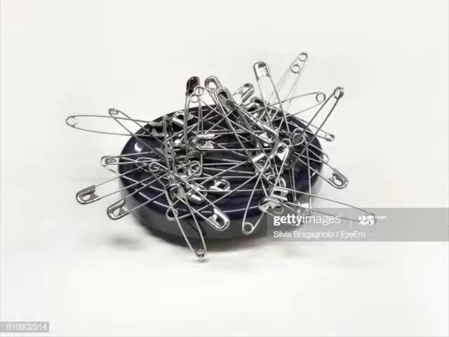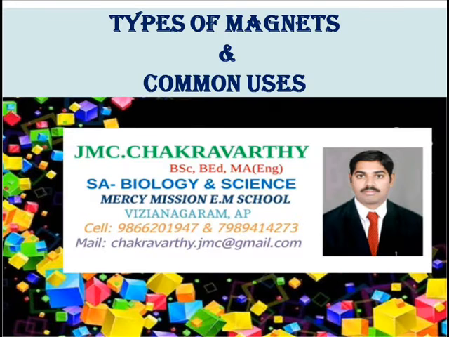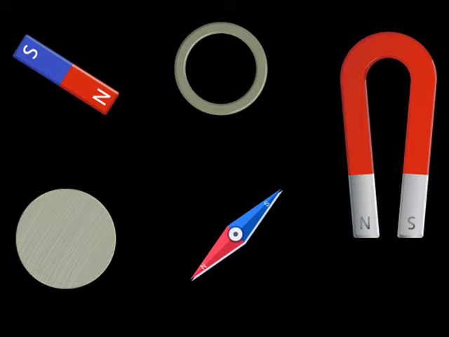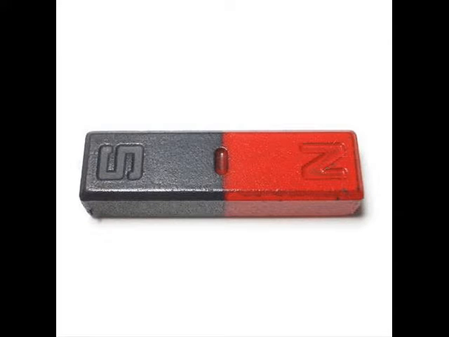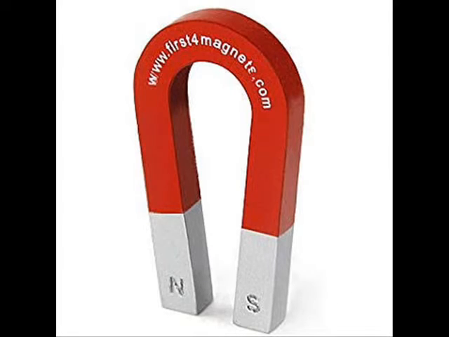First of all, we have to know what types of magnets there are. According to our textbook, we have 4 types of magnets. Let's go one by one. First is the bar magnet, second is the ring magnet, third is the horseshoe magnet, and fourth is the disc magnet. We will go one by one.